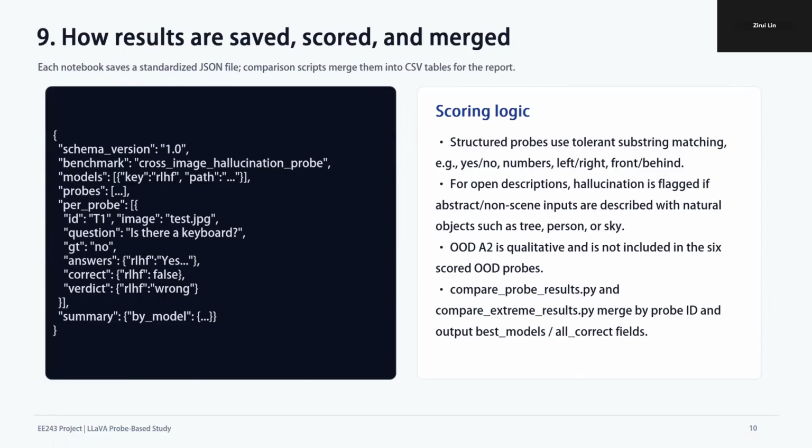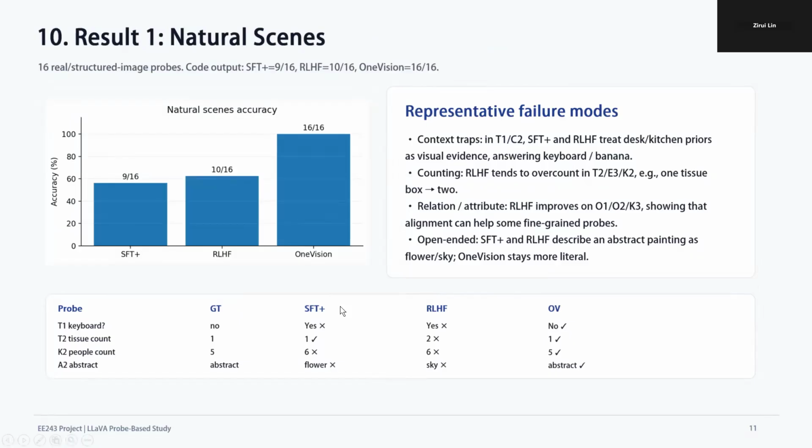Finally, compare_probe_results.py and compare_extreme_results.py merge results by probe ID and output fields such as per-model answers and all_correct. For natural scenes, we evaluate 16 real or structured image probes. The updated result is SFT Plus 9 out of 16, RLHF 10 out of 16, and One Vision 16 out of 16. The representative failures show different patterns.